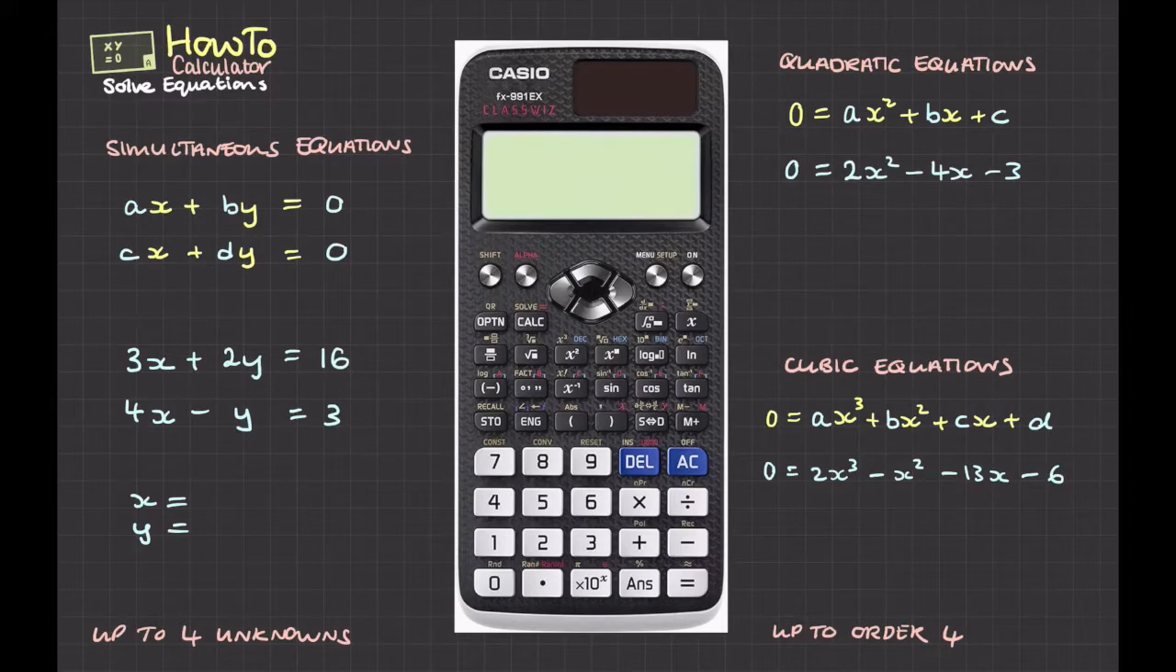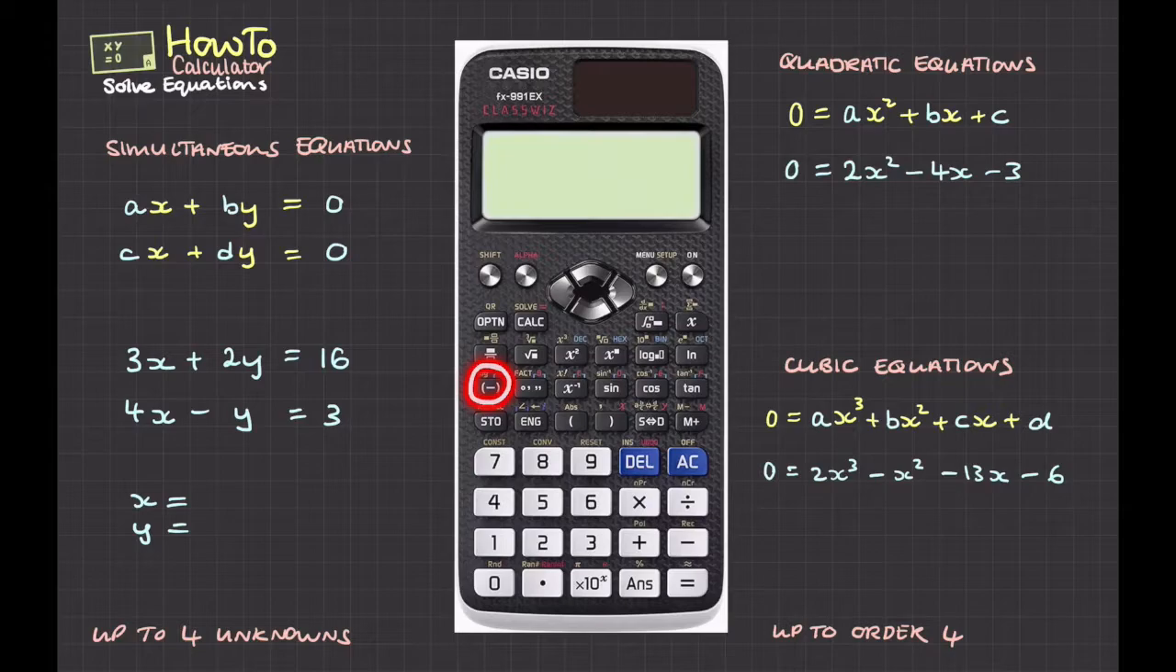If you've got a Casio ClassWiz calculator, then you can use that to solve quadratic equations, cubic equations, and simultaneous equations, and I'm going to show you how to do that in this video. So you're going to need one of these calculators. Turn it on, and we're going to go to Menu, and you can either go down on the arrow keys and across to this function here, or you can simply press A.